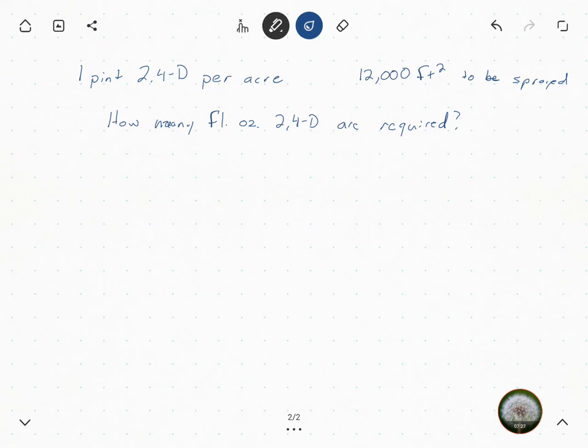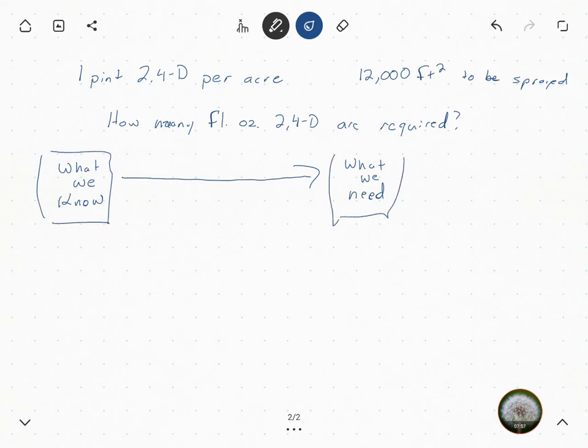So every time I do a problem like this, I always try to make it a two-step process where we start with what we know, and then basically do unit conversions until we arrive at what we need. And thinking through these two steps from the beginning, what do we know and what do we need, almost always helps clarify how to do these unit conversions.